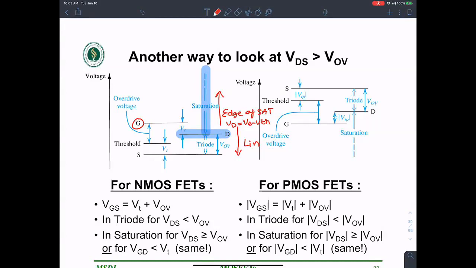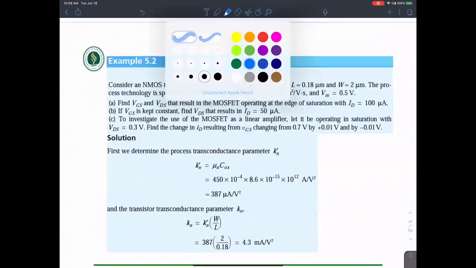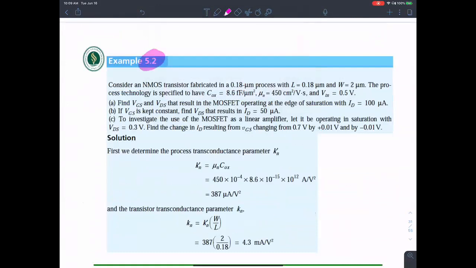Okay, so let's see if we can look at some problems. Let's look at the first problem, example number 5.2. It's the example, and let's see what information is given.